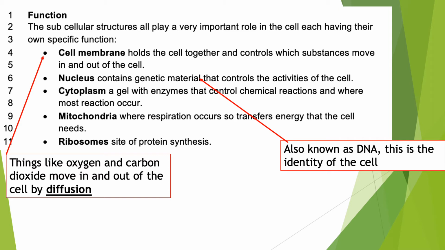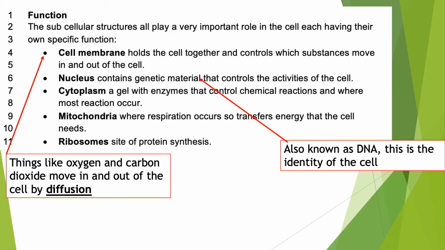All right. The cytoplasm, not much to say there, except that it's basically all the fluid that's inside the cell membrane, and it contains enzymes that control chemical reactions, and the cytoplasm is where most of your reactions are going to occur. All right, makes sense because cytoplasm is kind of all that stuff inside the cell.